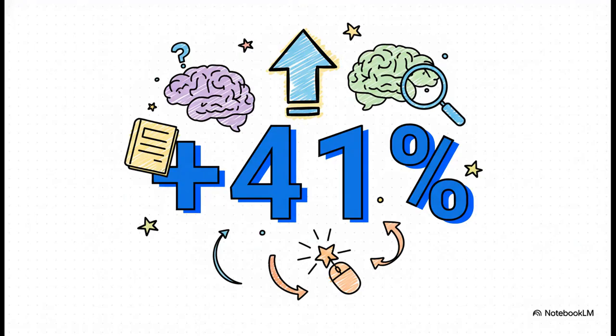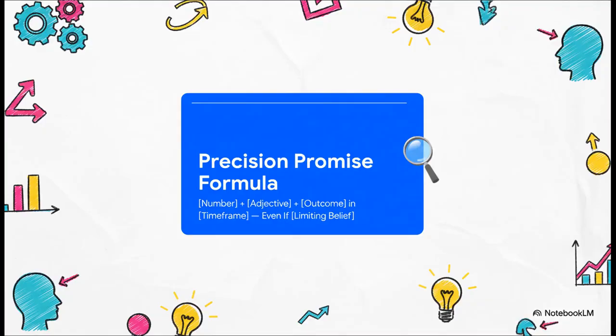First one up is the precision promise. On average, just using this structure can give you a 41% lift in your click-through rate. It's so effective because it throws out all the vague promises and replaces them with concrete, totally believable outcomes. So here's the blueprint. You start with a specific number, add a compelling adjective, a really clear outcome, a defined time frame, and, this is the magic part, you tackle the reader's biggest doubt head-on. Every single piece of this is designed to build trust and just dissolve any skepticism.